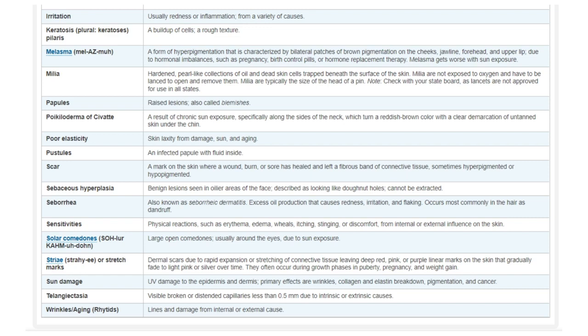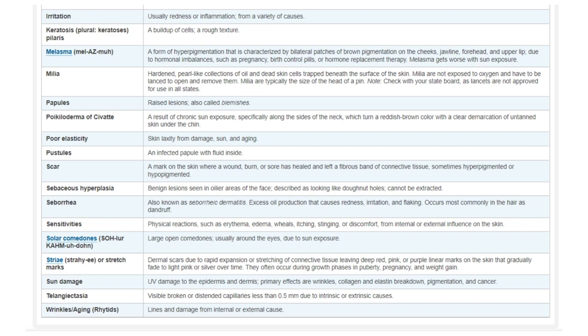Poikiloderma of Civatte: a result of chronic sun exposure, specifically along the sides of the neck, which turn a reddish-brown color with a clear demarcation of untanned skin under the chin. Poor elasticity: skin laxity from damage, sun, and aging. Pustules: an infected papule with fluid inside.